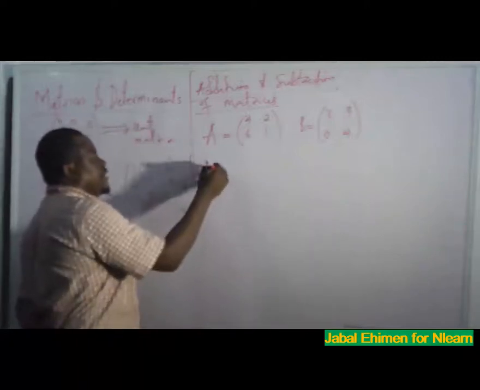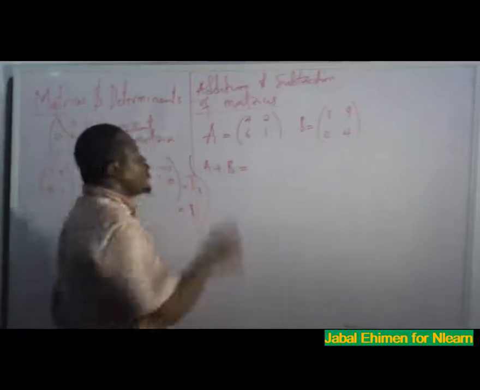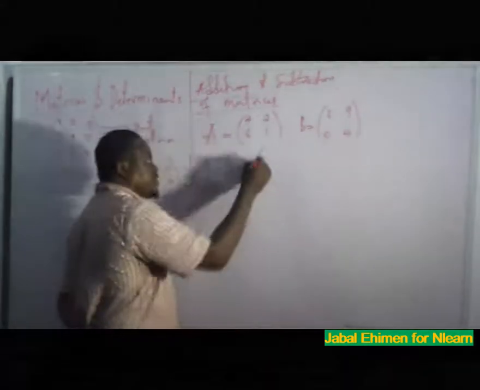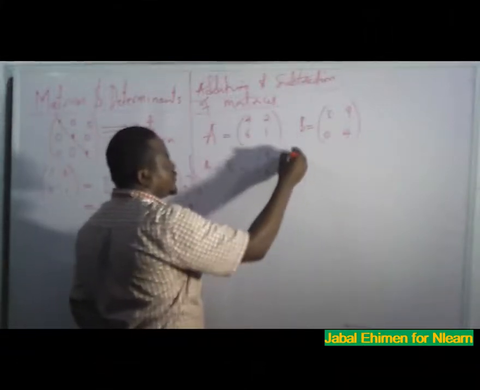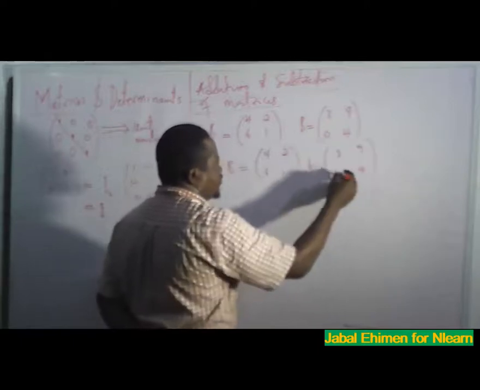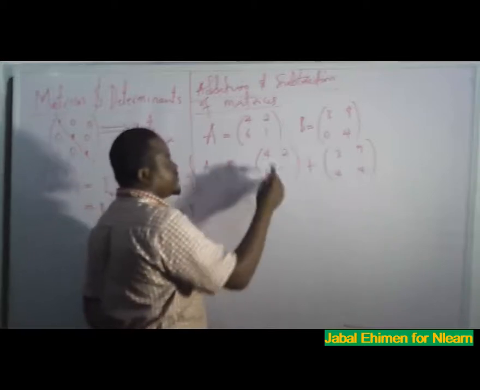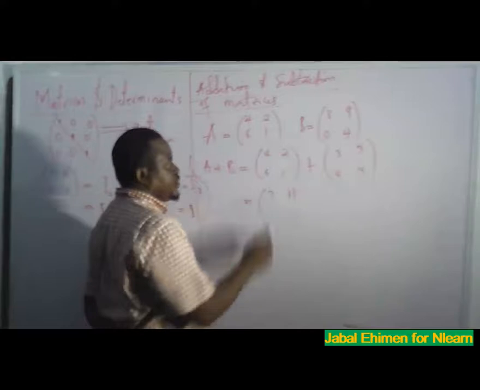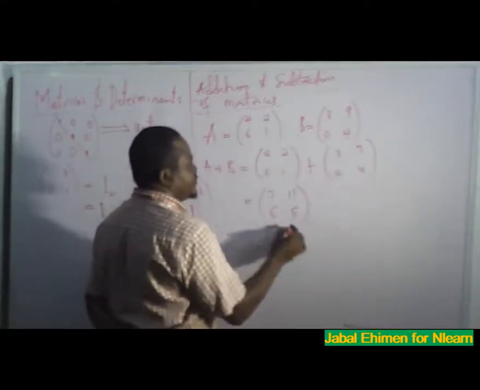Let's start with A plus B. What you get from A plus B is adding the elements together. A plus B will give me 4, 2, 6, 1 plus 3, 9, 0, 4. So what do I do? 4 plus 3 is 7. 2 plus 9 is 11. 6 plus 0 is 6. 1 plus 4 is 5.